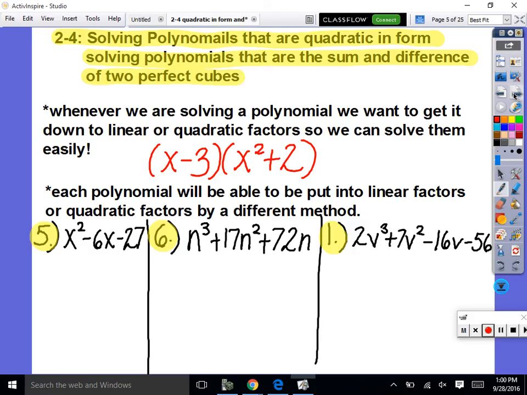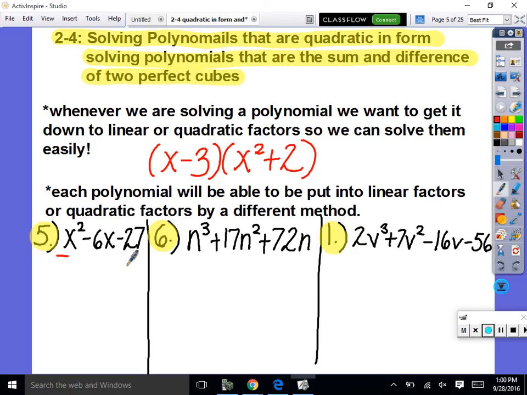So even the front of the worksheet, here we go. So today we're doing 2-4. We're going to be solving polynomials that are quadratic in form, and we'll talk about that in a second. We'll also be solving polynomials that are the sum and difference of two perfect cubes. We'll get to that in a minute. So once again, whenever we're solving a polynomial, we want to get it down to linear or quadratic factors so we can solve them easily. Each polynomial will be able to be put into linear or quadratic factors by a different method.